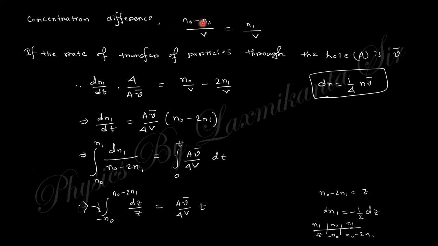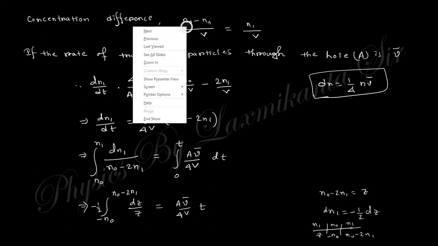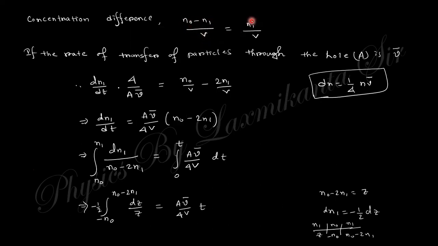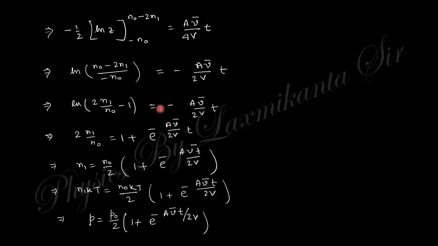Here the concentration on the left hand side is n0, and after time t this becomes n. So this is the difference by v, and on the right hand side the concentration transferred is n1 by v. You can easily remember this formula, dn equal to 1 by 4 n v bar, where v bar is the velocity of the particles from left to right side. So just put this value here. You can see this is dn1 by dt, 4 by v equal to this separation, that is n0 by v minus n1 by v. Clear? Just rearranging and integrating this, you can easily find this expression.